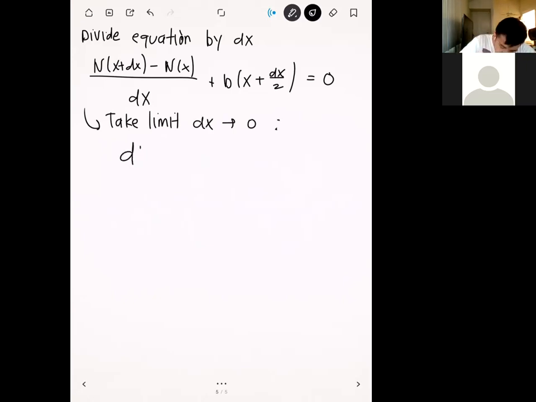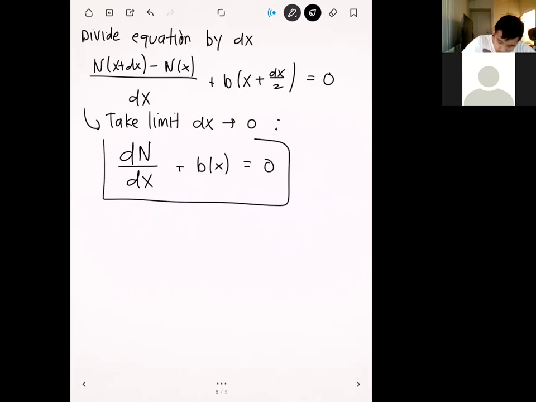So we have the first derivative of the internal normal force, dn dx, plus b of x is equal to 0. And so what we've arrived at here is a differential equation that describes the static equilibrium in the bar. And in this case, it's an ordinary differential equation because we only have one independent variable.